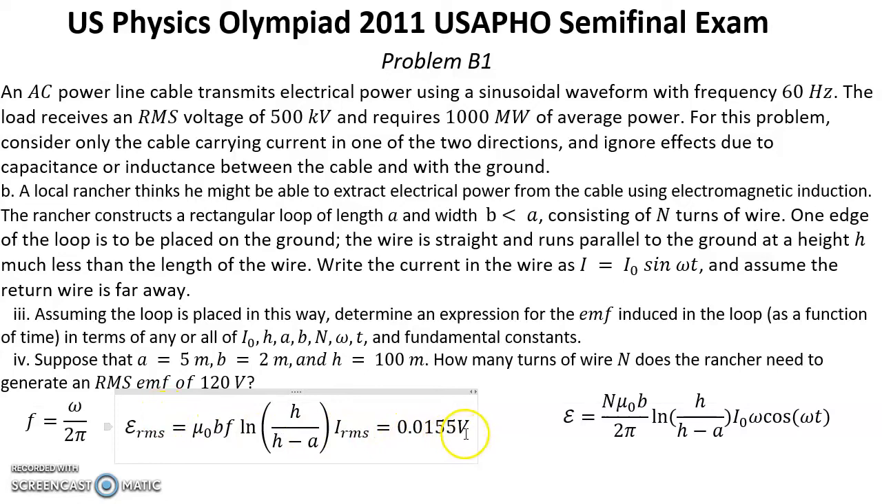0.055 volts. And to get 120 volts, we need to use this number of turns, 7,760. So that was the answer for question 4.